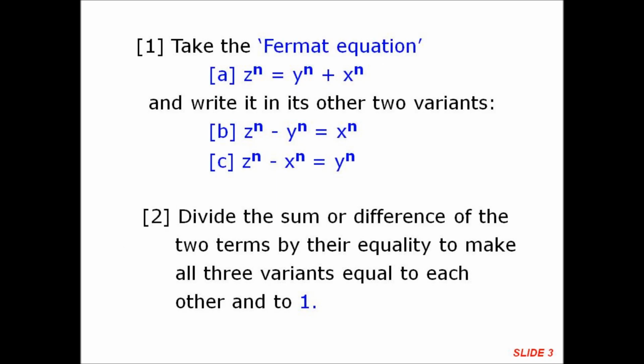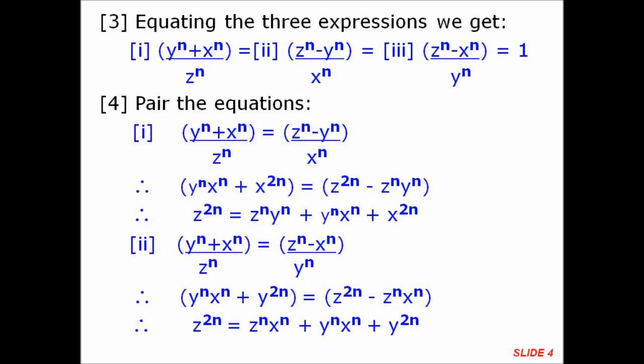Take the Fermat equation, z to the n equals y to the n plus x to the n, and write it in its two other variants. Z to the n minus y to the n equals x to the n, and z to the n minus x to the n equals y to the n. Divide the sum or difference of the two terms by their equality to make all three variants equal to each other and to 1. Equating the three expressions, we get 1.